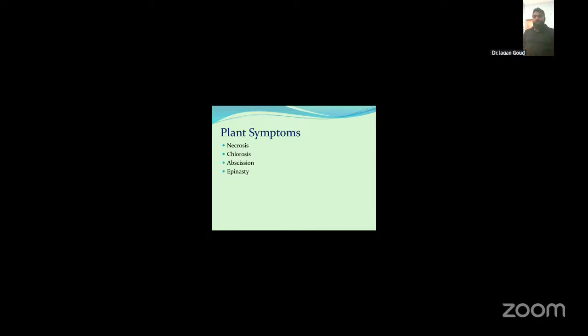Second one is chlorosis, yellowing of leaves due to loss or reduction of chlorophyll, mainly caused by heavy metals, with the mechanism being inhibition of chlorophyll synthesis. Third one is abscission, premature shedding of leaves, flowers, or fruits. Epinasty is downward curling or bending of leaves due to unequal growth rates, often induced by ozone, ethylene, and sulfur dioxide.